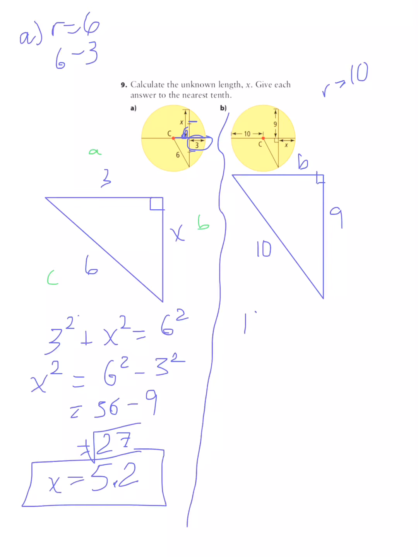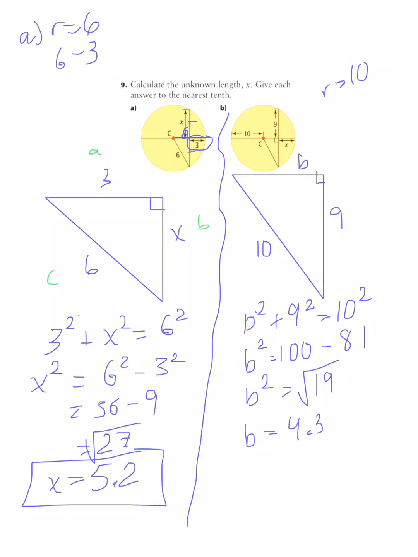b squared plus 9 squared equals 10 squared. So b squared equals 100 minus 81. b squared equals 19. We're going to square root, and we're going to get b is equal to 4.35.